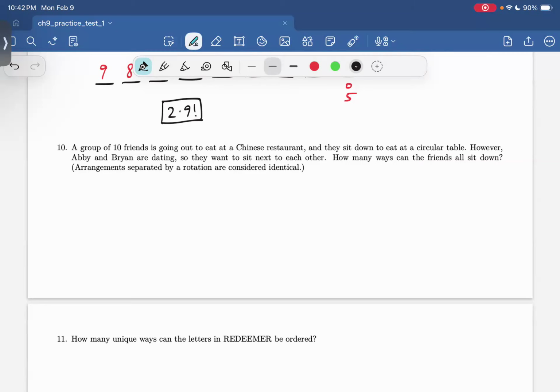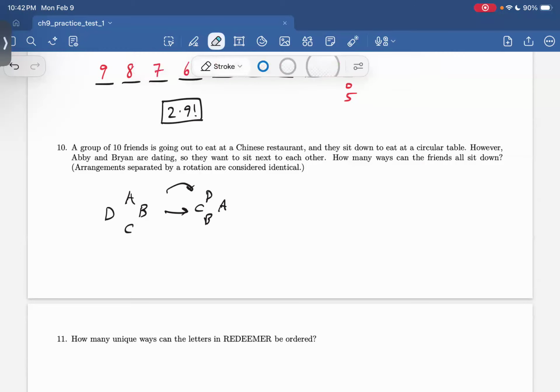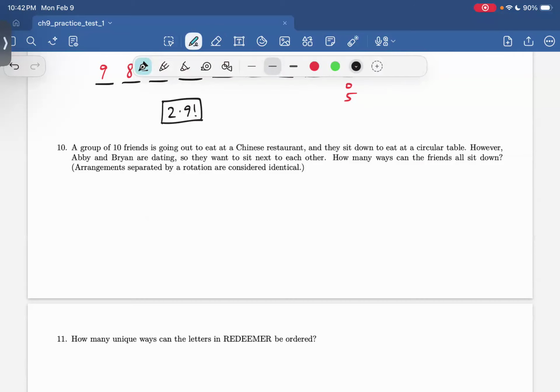So we're going to keep in mind that because they're at a circular table, arrangements separated by rotation are considered to be identical. All right, so that means similar to what we saw in the classwork, ABCD is the same arrangement as DABC because they're separated by 90-degree rotation. So we're going to have to think about some overcounting later.